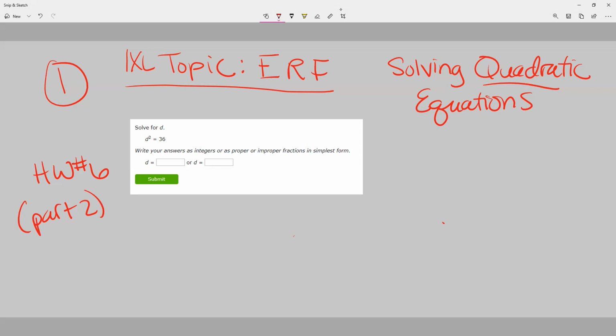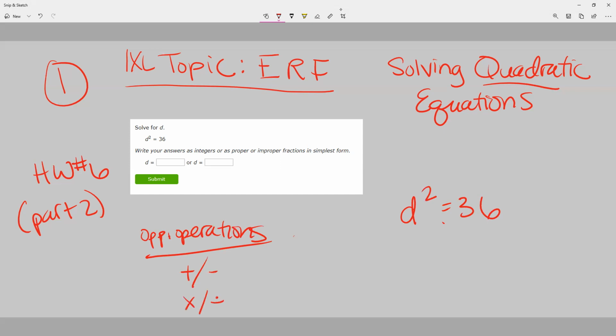And the reason I have 2 solutions is because of this setup. If d squared equals 36, one of the things we talk about is opposite operations, and things like addition, subtraction, or multiplication and division. Those are opposite operations. So another opposite operation is an exponent of 2 and a square root. So squaring something and square rooting something are opposites. So in this situation, if I want the d here to be alone by itself, to isolate it, I need to get rid of this exponent that's here on the outside.